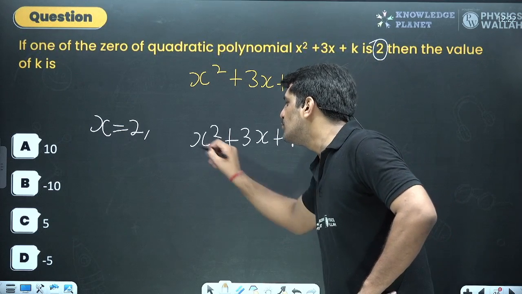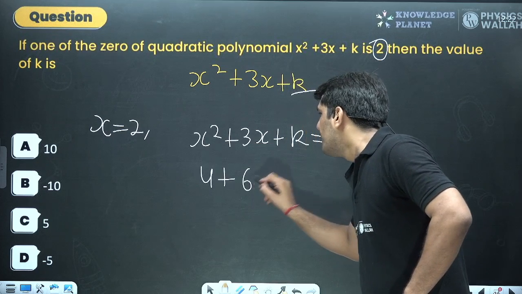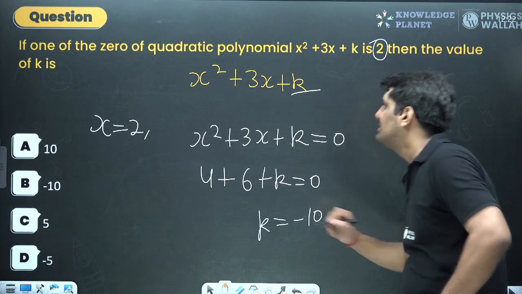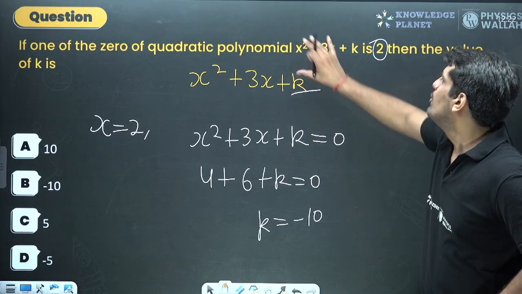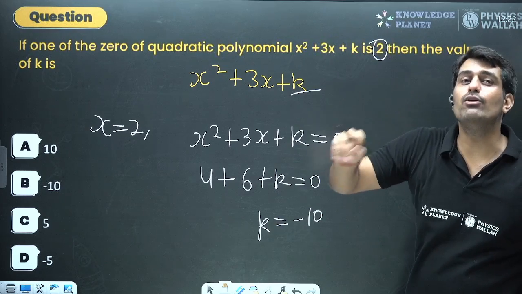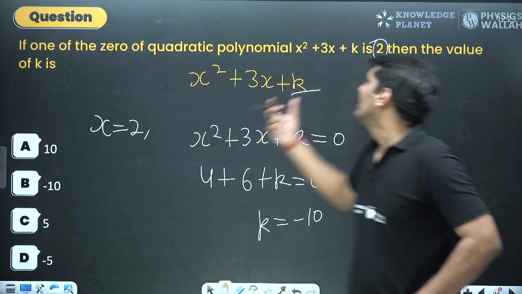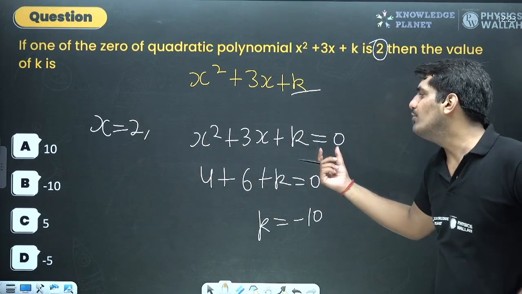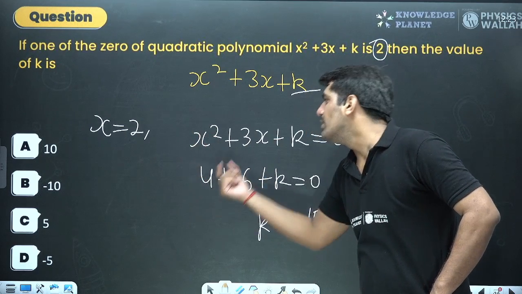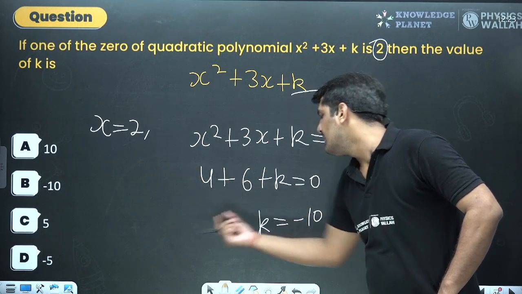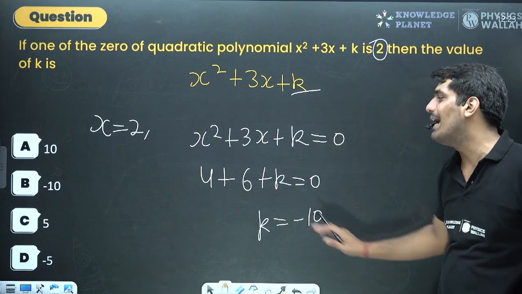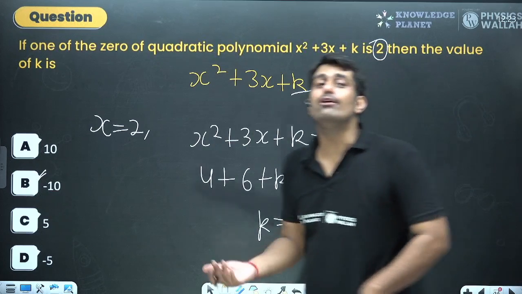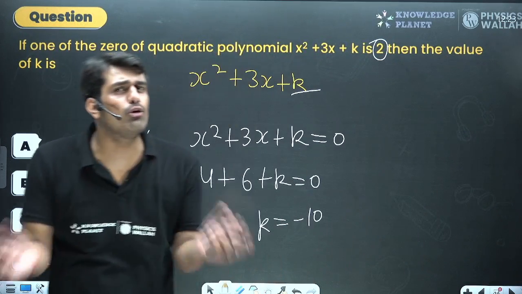So over here 2 square is 4 plus 3 into 2 is 6 plus k equal to 0. From here you can find out the value of k as simply minus 10. That's it. A very simple method. You have to observe the given expression and put in the value which has been given to you as a zero. One of the zeros is given as 2, so you put the value of x as 2. 2 square is 4, 3 into 2 is 6, 4 plus 6 is 10, so k equals minus 10. This is your final answer. A different question related to the zeros can be asked. There are a plethora of questions which can be asked.